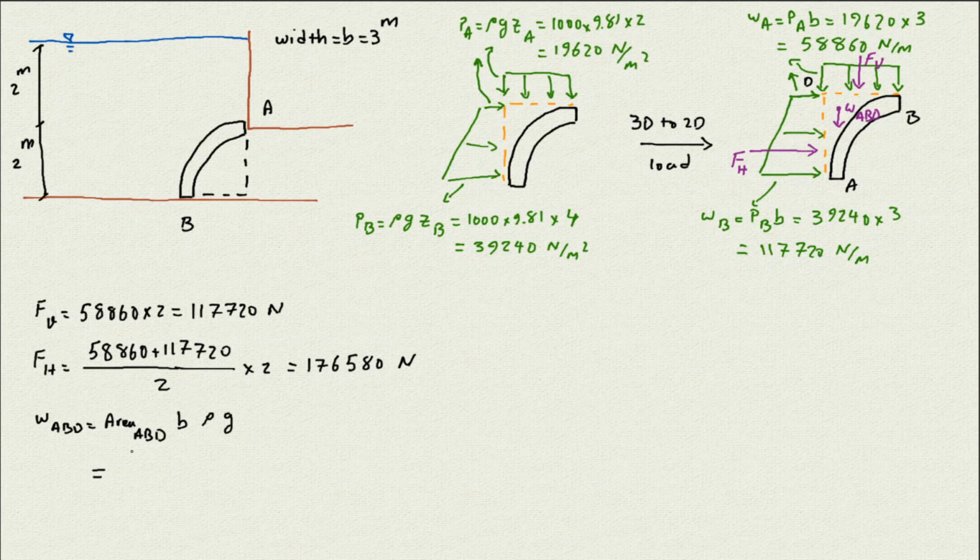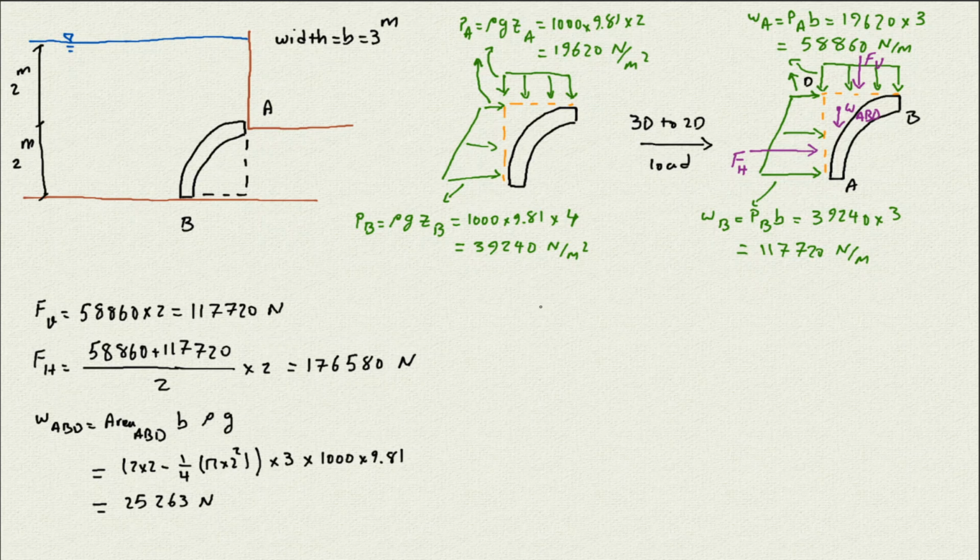So it's going to be 2 by 2, the area of the square, minus a quarter of the area of the circle, so pi times 2 squared. That's the area of the ABD, and then times b, which is 3, then times 1000, and then times 9.81, which comes out as 25,263 Newtons. So these are the forces that we have.